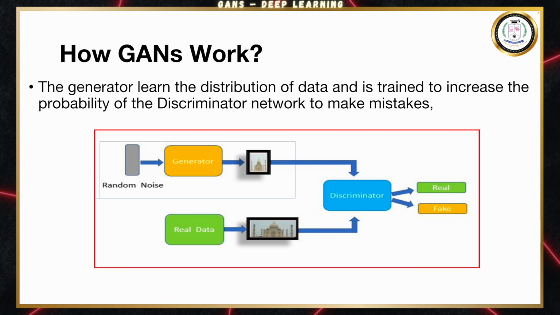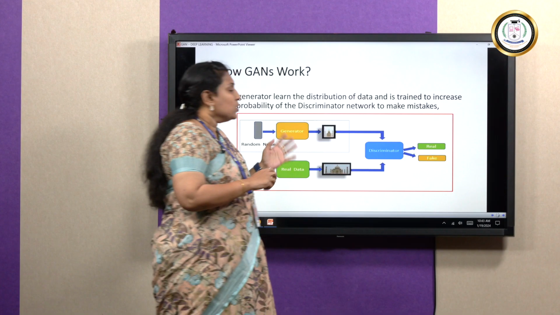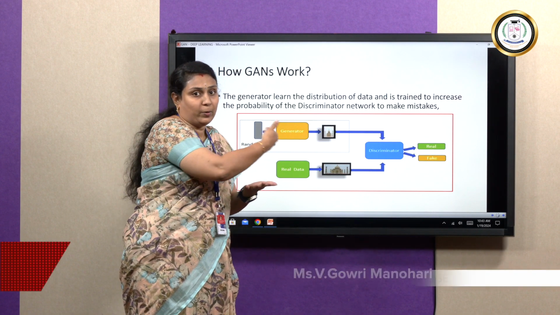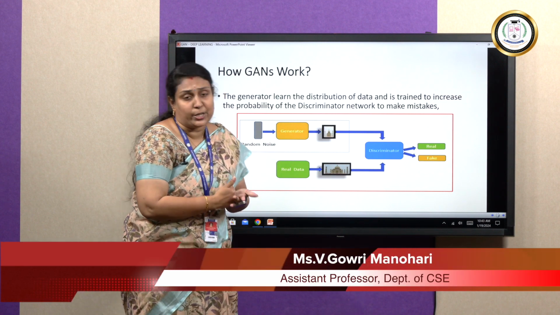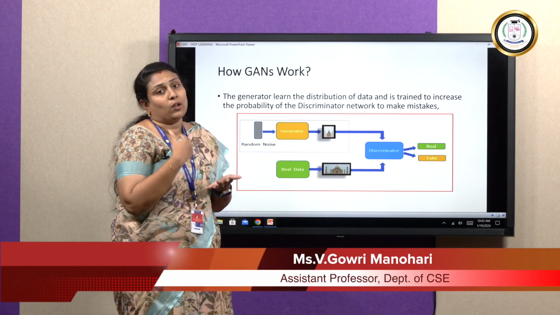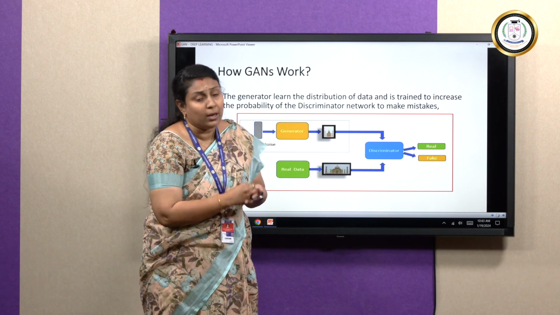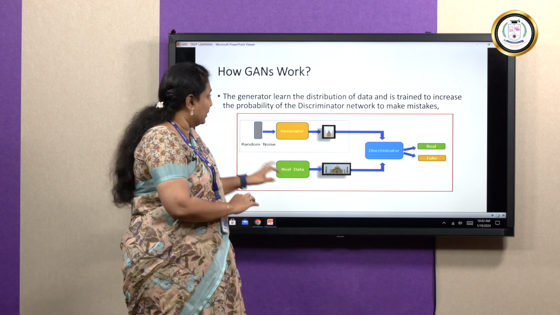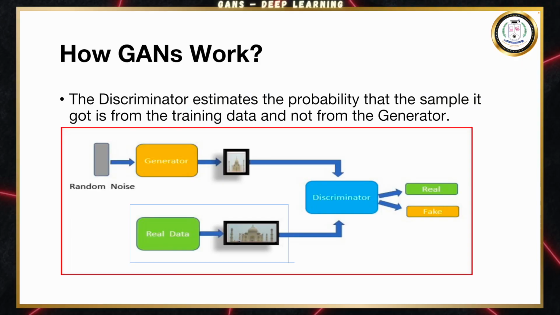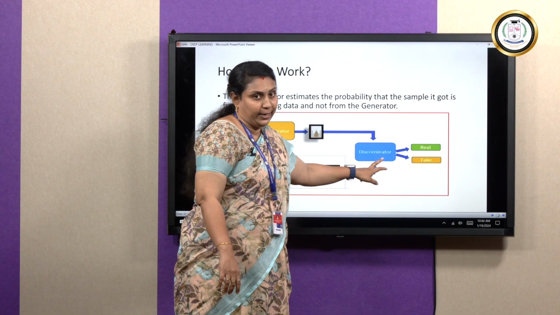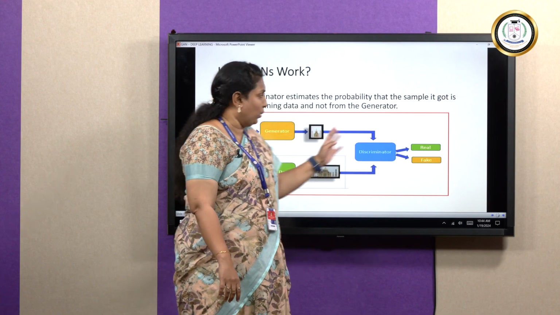Then again I am taking the generator's distribution of data and training it to increase the probability of the discrimination network making mistakes. Later we will see with the mathematical calculation how we are going to solve this in the neural network model. Both the generator and the discriminator are trained, and the discriminator identifies the images by the binary classification method, that is 0 and 1.